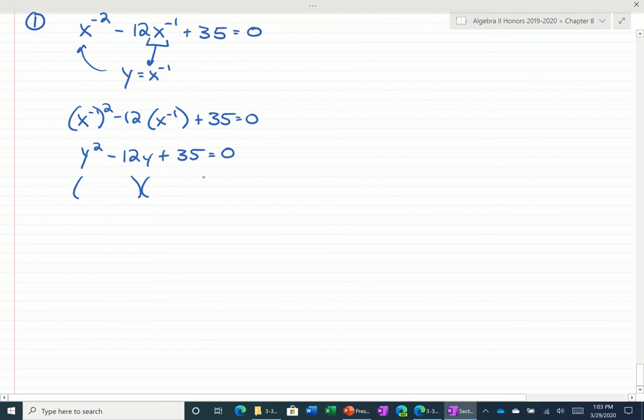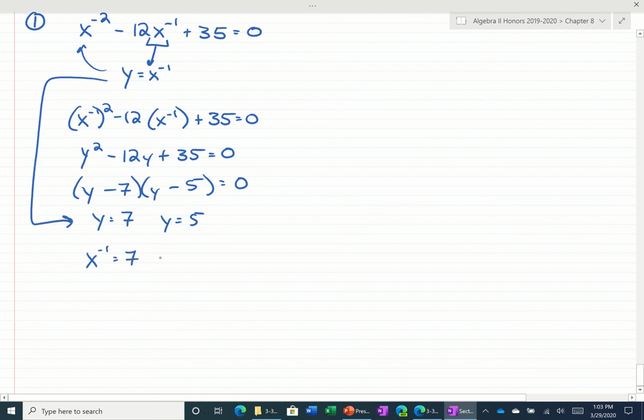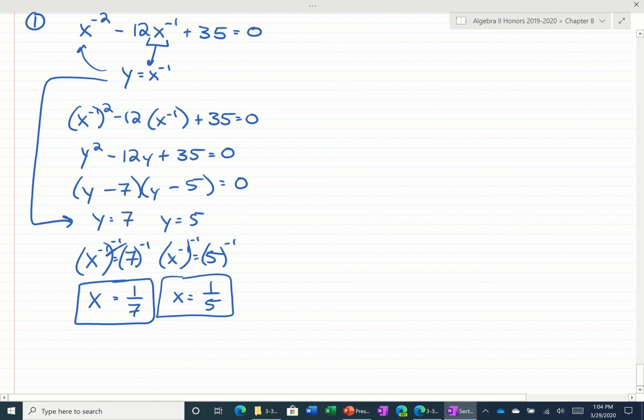We could factor this using trinomial factoring. Factors of 35 would be 7 and 5. So y would be 7 and y would be 5. If we make the substitution back, x to the negative first is 7 and x to the negative first is 5. If we raise both sides to the reciprocal power, when you multiply a power to a power, that turns into 1, and the answer would be 1 over 7. Same thing on this side. If we raise both sides to the negative first power, we get 1/5. So both of these would be correct answers.